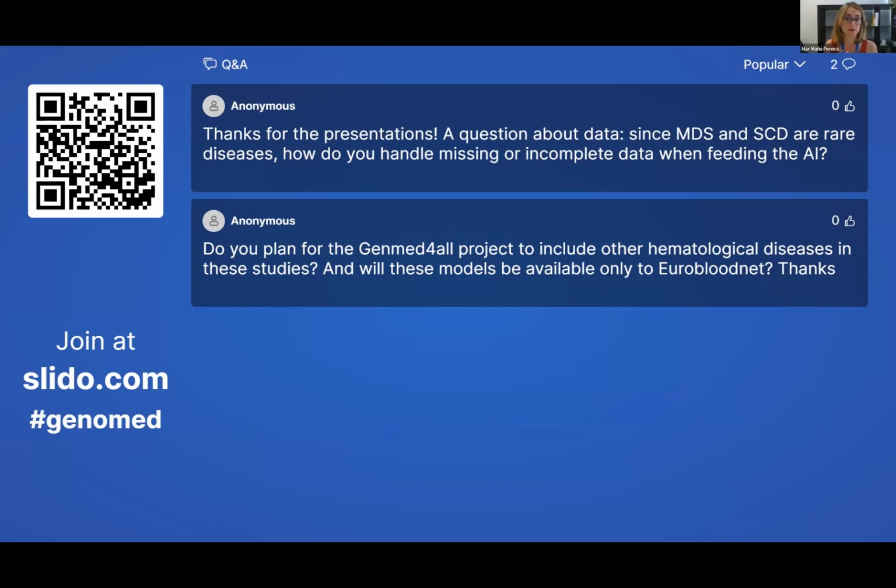I don't know if Marina would like to add anything on any of the two, even for the first one, because probably missing data is also important. Yes, of course. For multiple myeloma, this project is very important, but with respect to what Matteo and Mar said, I don't have anything to add. I think that if it works for multiple myeloma, it can also work for other hematological diseases of the EuroBloodNet.